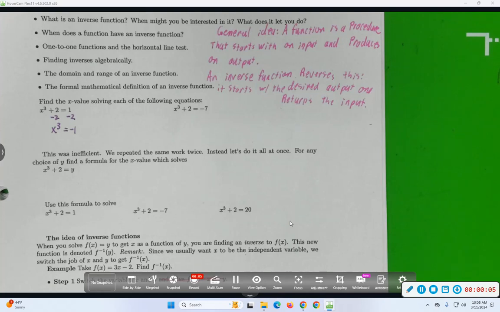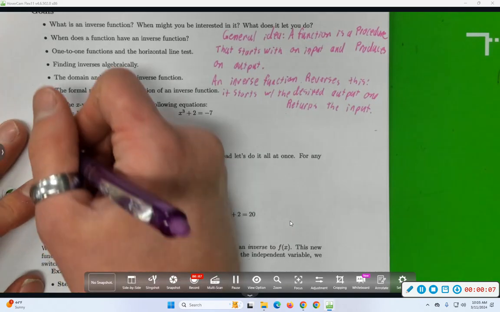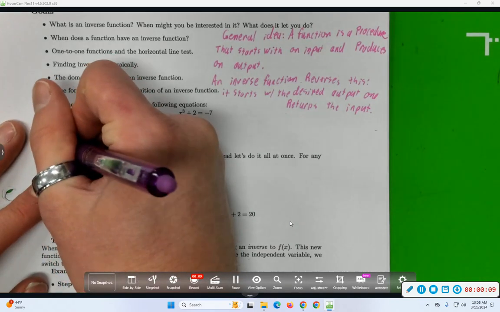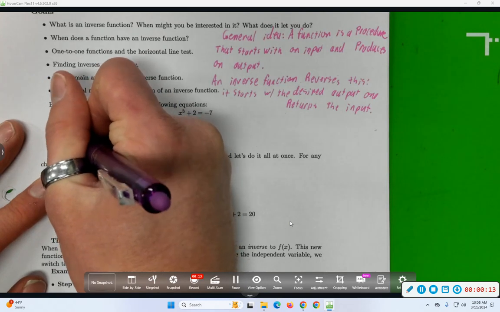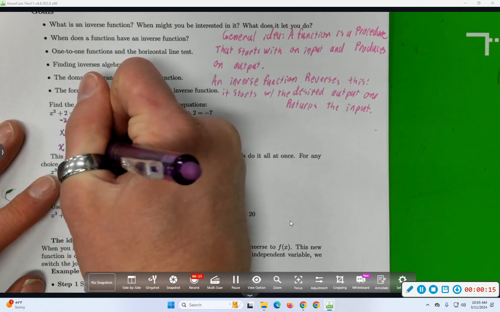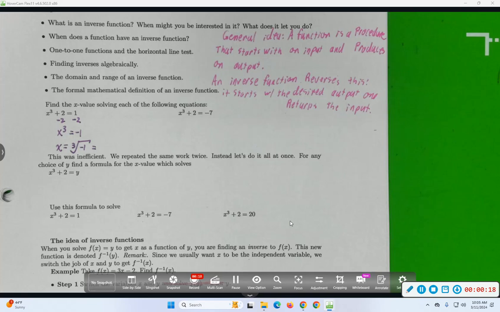Take the cubed root of -1, or really the cubed root of both sides, but on the left-hand side it'll cancel with the cube. Give me the cubed root of -1. And like that is a final answer, that is an x value. Does it simplify? What is the cubed root of -1?